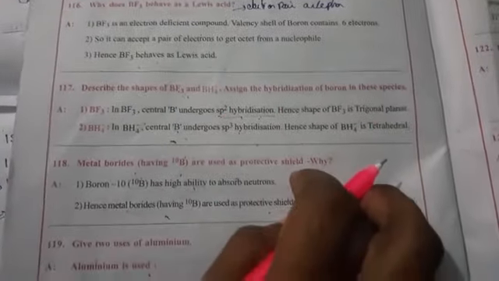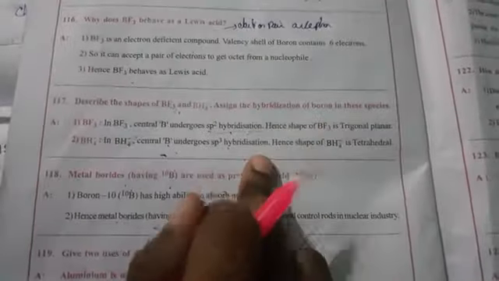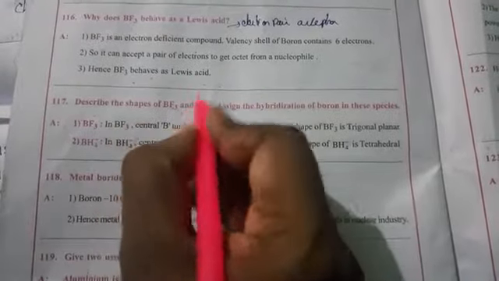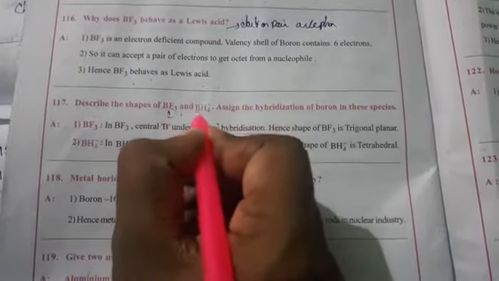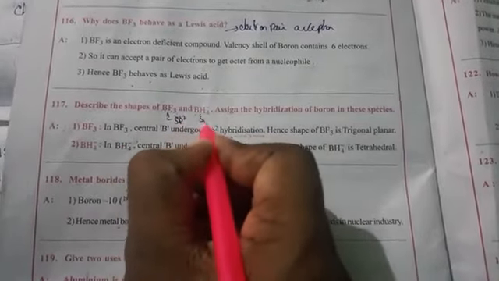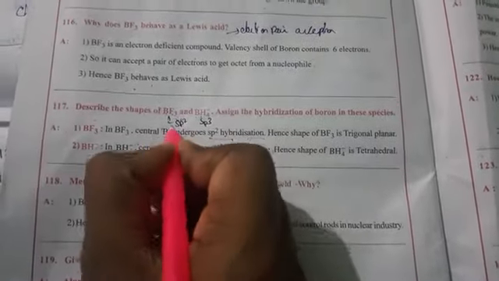They are saying we have to explain the hybridization and also the shapes. If you take BF3, we have already seen this in chemical bonding. Boron will be the central atom in both, and BF3 will give sp2 hybridization, while BH4- will give sp3. The sp2 means trigonal planar.